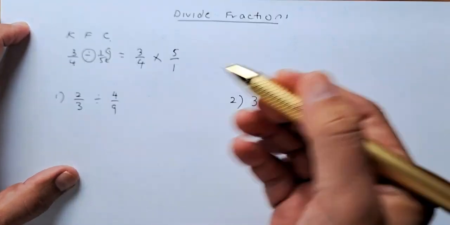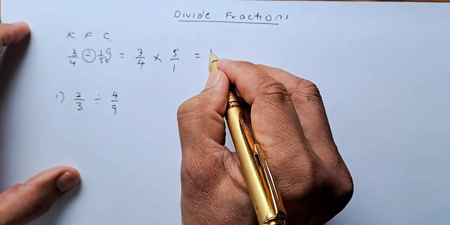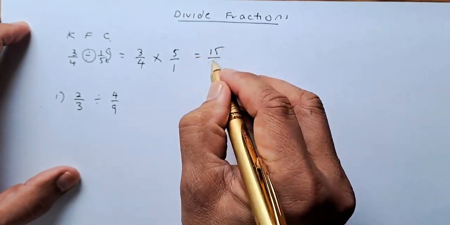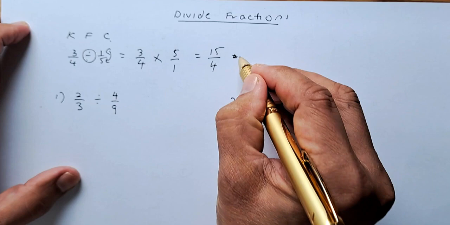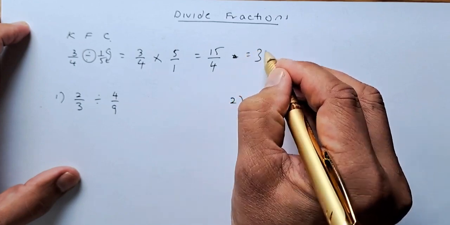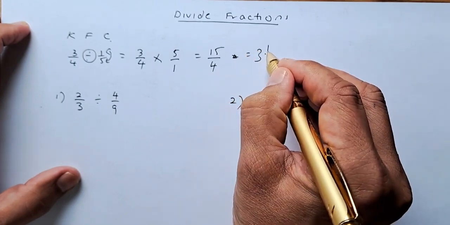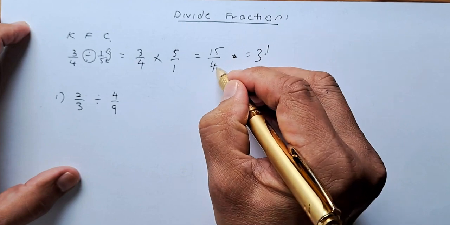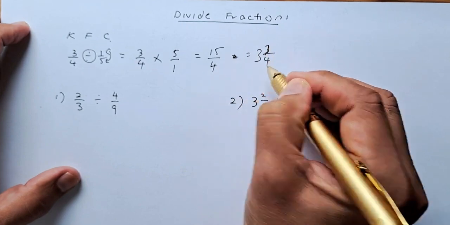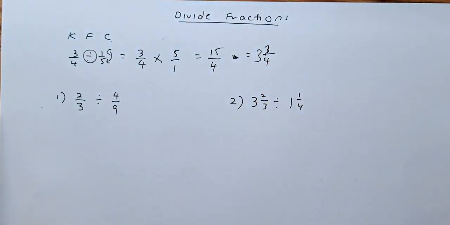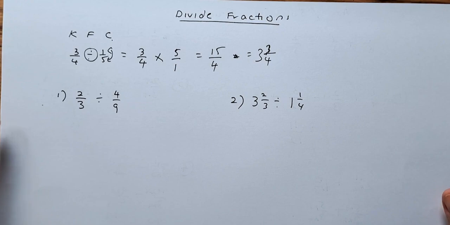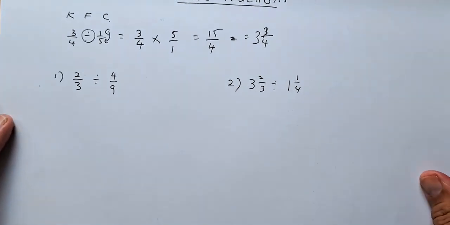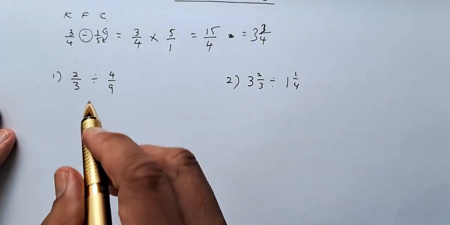Once you do that, it's very simple. 3 times 5 is going to be 15. 4 times 1 is going to be 4. And simplified, it's going to be 3 and 3/4, since 3 times 4 is 12. 3 and 3/4, that will give you 15/4. Okay, now we shall look at two examples. The first example is 2/3 divided by 4/9.